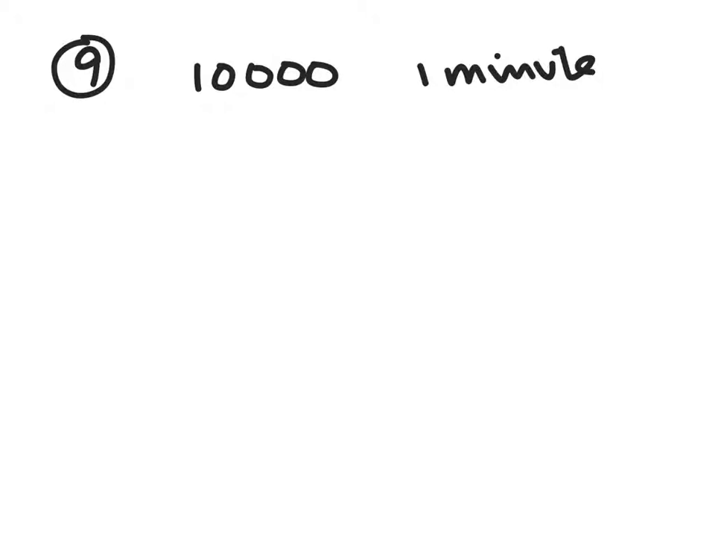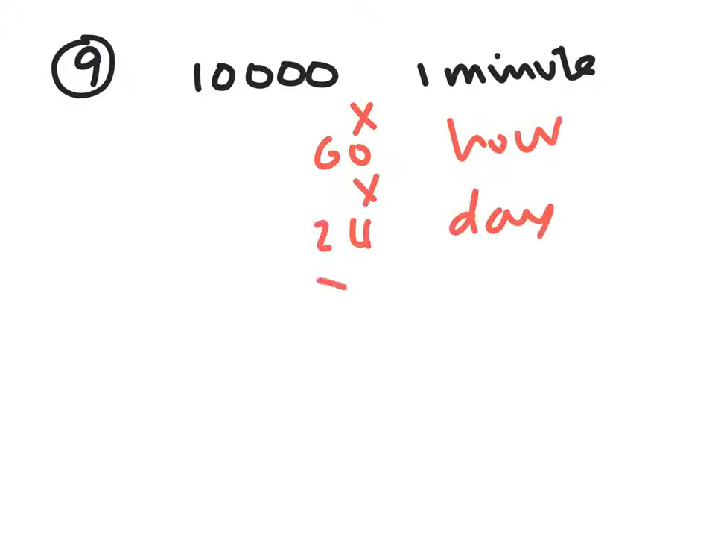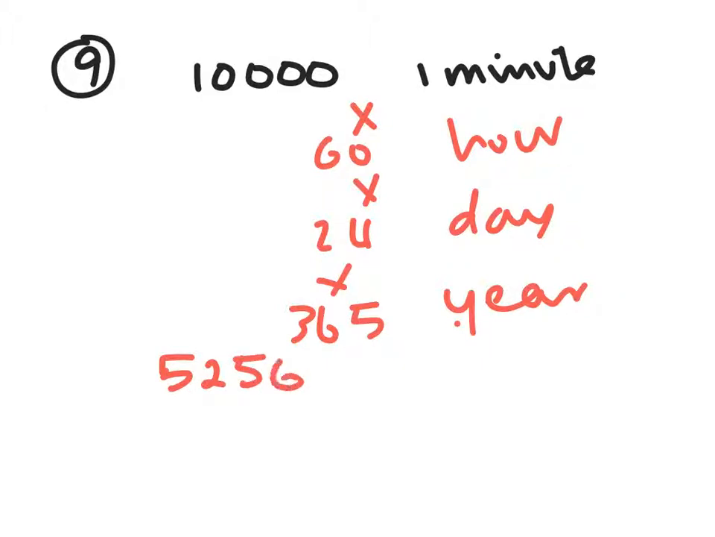Question 9. If it's this per minute, times it by 60 for an hour, times it by 24 for a day, times it by 365 for a year. And if you do all that, you get a great big number of 5256, followed by 1, 2, 3, 4, 5, 6 zeros.